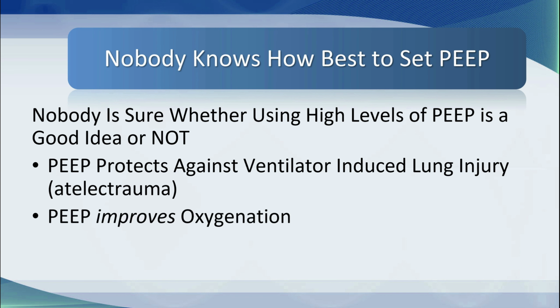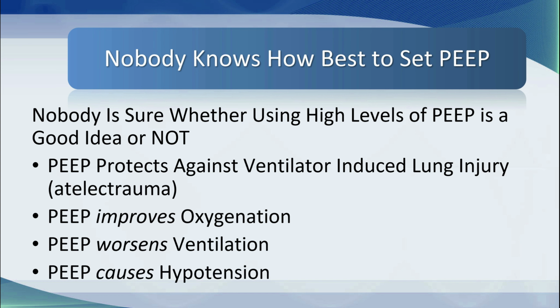PEEP also improves oxygenation, but the big price you pay is that PEEP worsens ventilation and it causes hypotension. So the more PEEP you give, the worse the dead space to tidal volume ratio, and the more likely you're going to need some form of vasopressor support to maintain perfusion of the tissues. And remember that vasopressors vasoconstrict the pulmonary blood vessels as well as the systemic blood vessels.